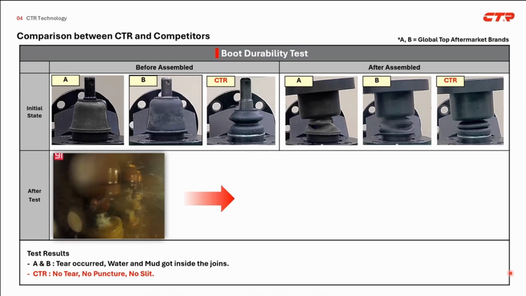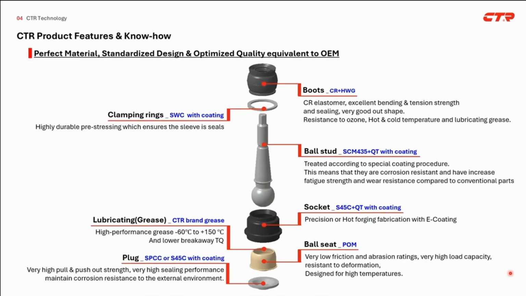At the top right of the table, it shows the pictures right after we assembled the test jig. A and B are already twisted, which stands for heat, water, and grease resistance. The second material is S45C with quenching and tempering heat treatment and additional surface treatment.